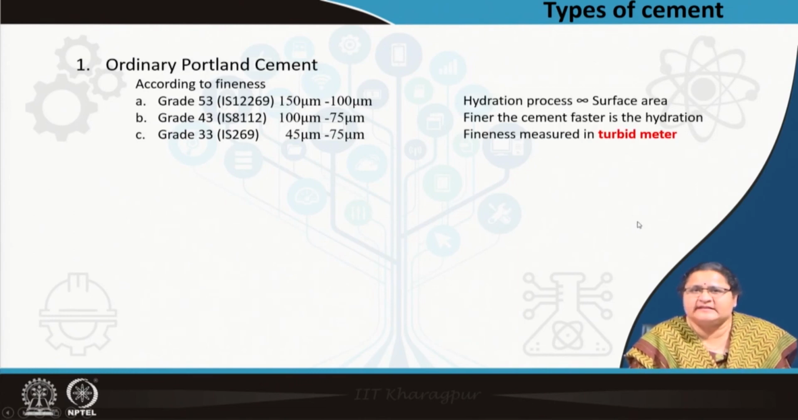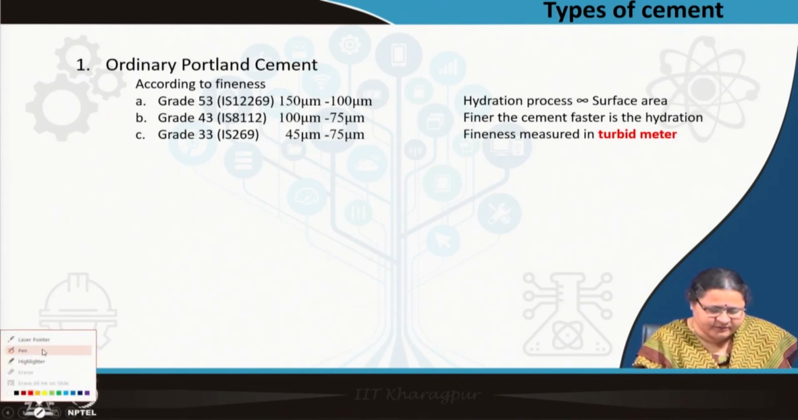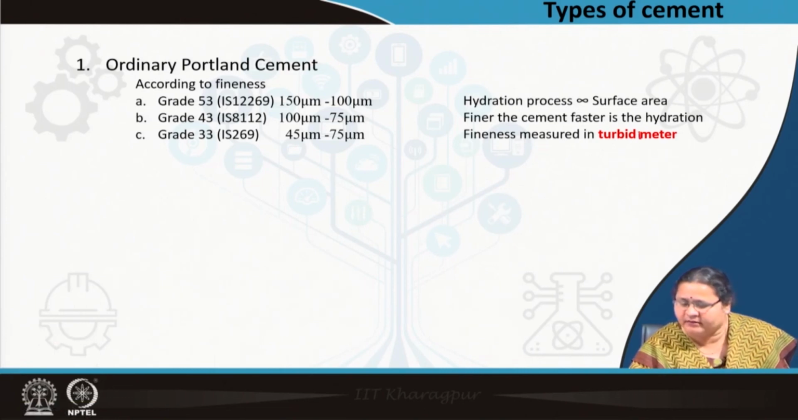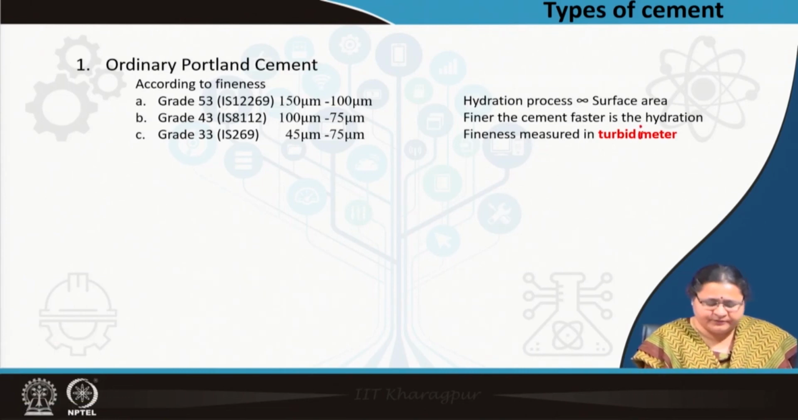So, the hydration process is proportional to the surface area. So, the finer the cement, the more the number of particles and the faster the hydration. This I had discussed when we touched sand. So, finer particles bulked more, because they were in contact with water more and bulking was more. Here the hydration process is faster. So, fineness is measured in a turbidimeter. In a turbidimeter, there is an I here, and you are actually measuring this.